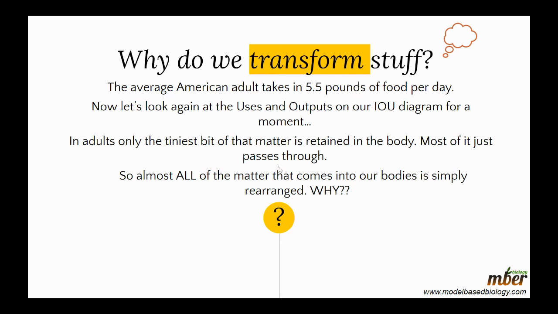So why do we transform stuff? The average American adult takes in 5.5 pounds of food per day. That's a lot of food. So we eat more than we think we do, right?